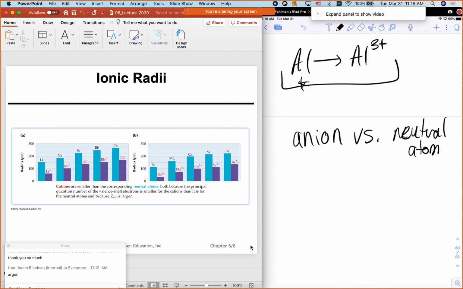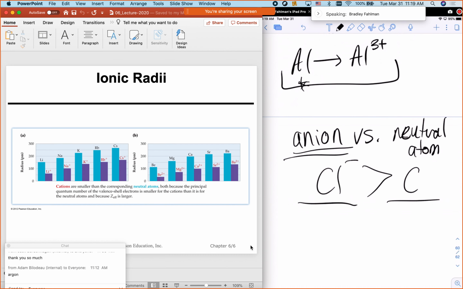What do you think? Which is going to be bigger? Will anions get bigger because the radius is larger? Yeah, so anions will be greater. Okay, so for instance, let's look at Cl minus versus Cl.